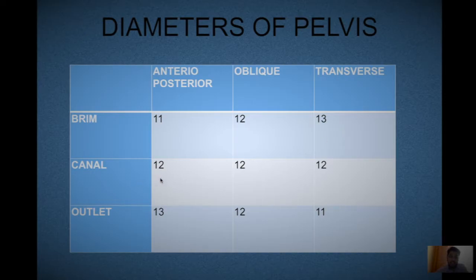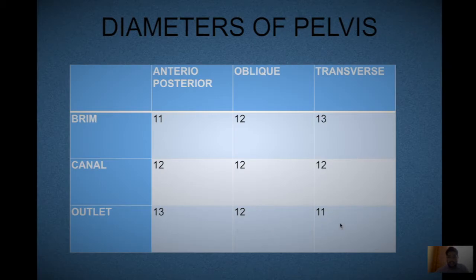And the canal has everything of 12 centimeters. That means the canal is perfectly round. The third thing is the outlet. The outlet has the biggest anteroposterior diameter. The oblique diameter is 12 centimeters and the transverse diameter is 11 centimeters.